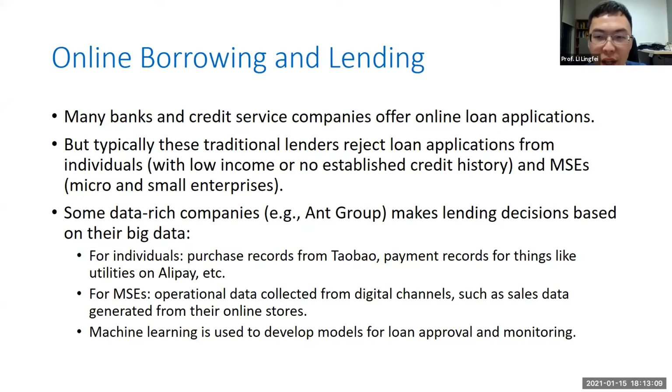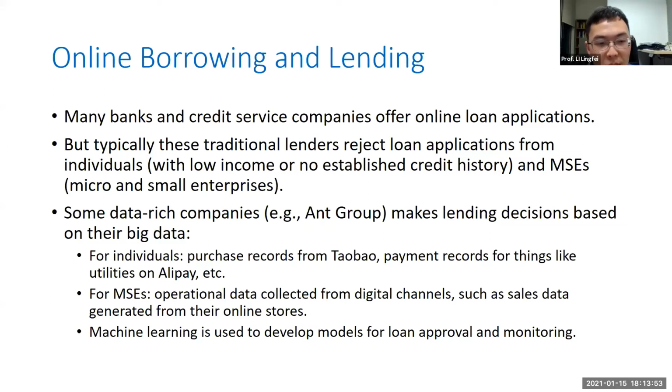For individuals, they can use the purchase records of these individuals from the online shopping platform Taobao. Okay, so nowadays many people shop online from Taobao. So for those individuals, you can have lots of data from them, and also sometimes people just pay their utility bills through the Alipay app. Okay, so from the Alipay app, Ant Group is also able to obtain transaction payment records for things like utility bills for these individuals.